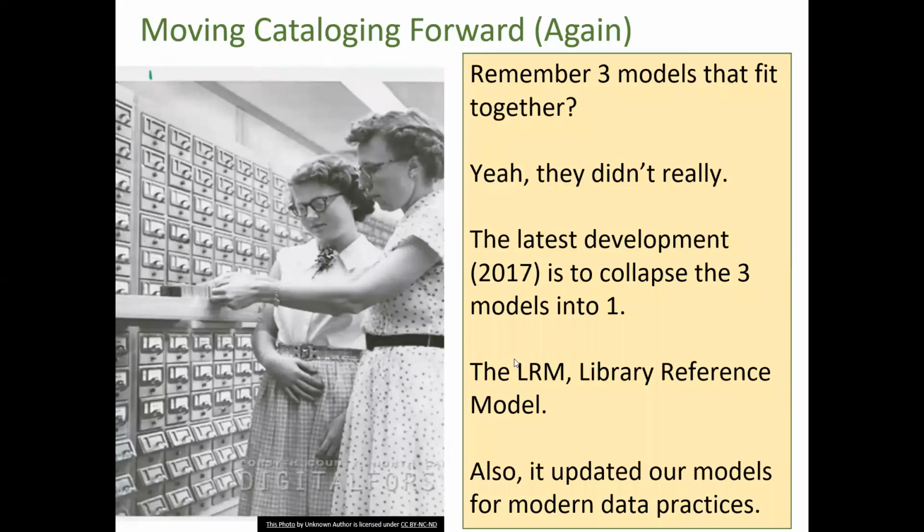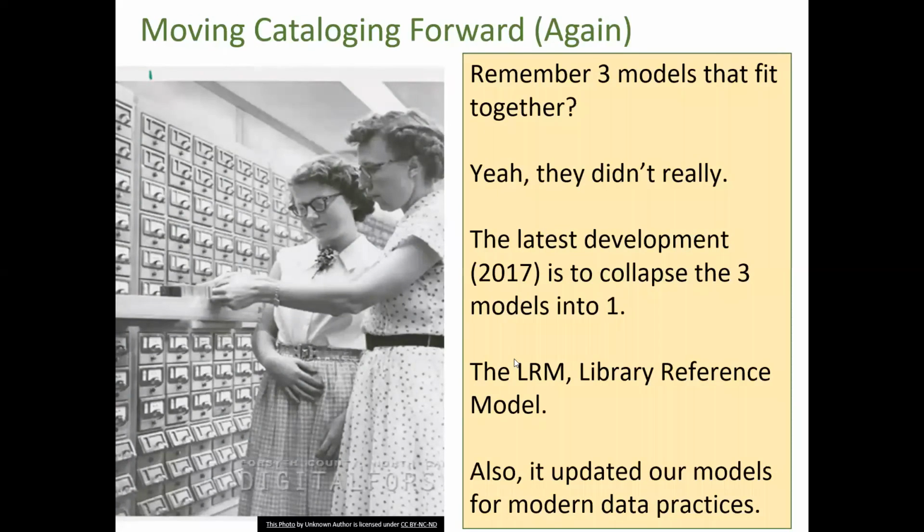So really all I want you to take away from that is that in 2017, we collapsed these three models that had been in place before. So these were what the RDA guidelines were built on in terms of how we describe our content. How do we describe a resource? So what does that mean really? Well, what that means is in 2017, we collapsed the models.